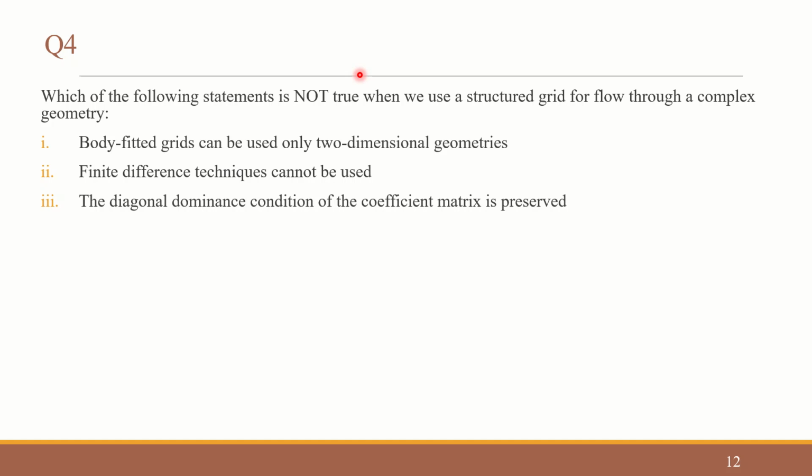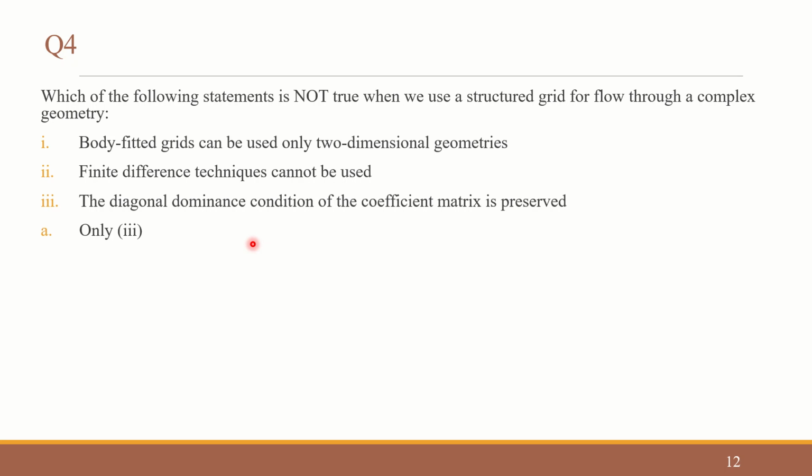And third one, the diagonal dominance condition of the coefficient matrix is preserved. This can be true under certain conditions, but not always true. It is often preserved in structured grids, but it depends on the specific formulation and discretization which we are using, so we cannot generalize the statement. So all three cannot be said to be true. 1, 2 and 3 are false statements.